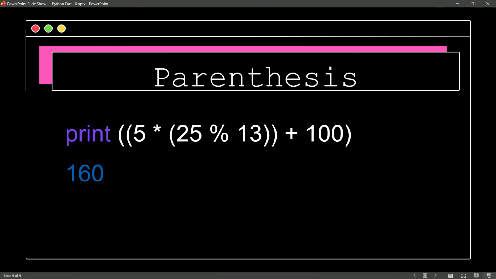Oh, and of course, let me show the correct answer here. This would print the value of 160 to the screen, and that's because we have that remainder portion being done first, the innermost parentheses. That gives us a remainder of 12, I believe. Yes, and then 5 times 12 is 60. 60 plus 100 is our 160.